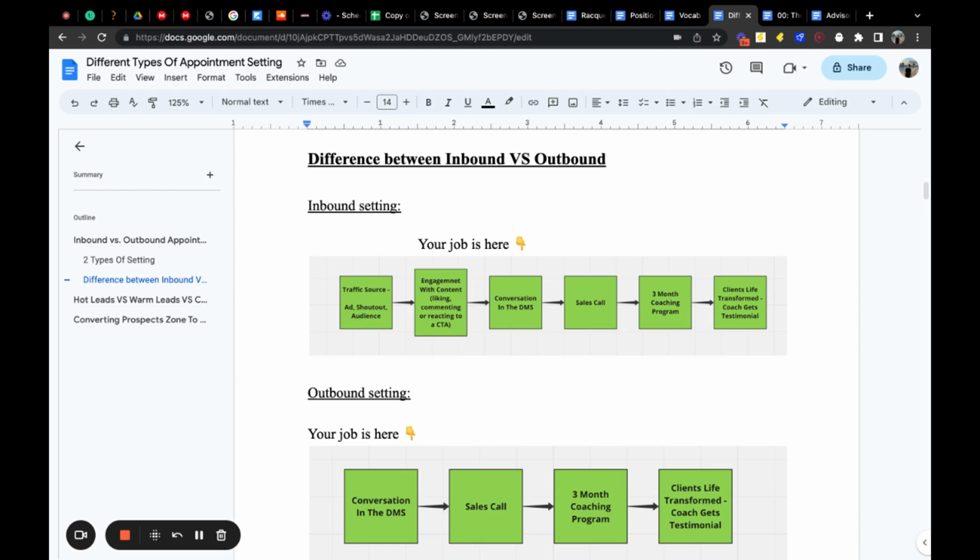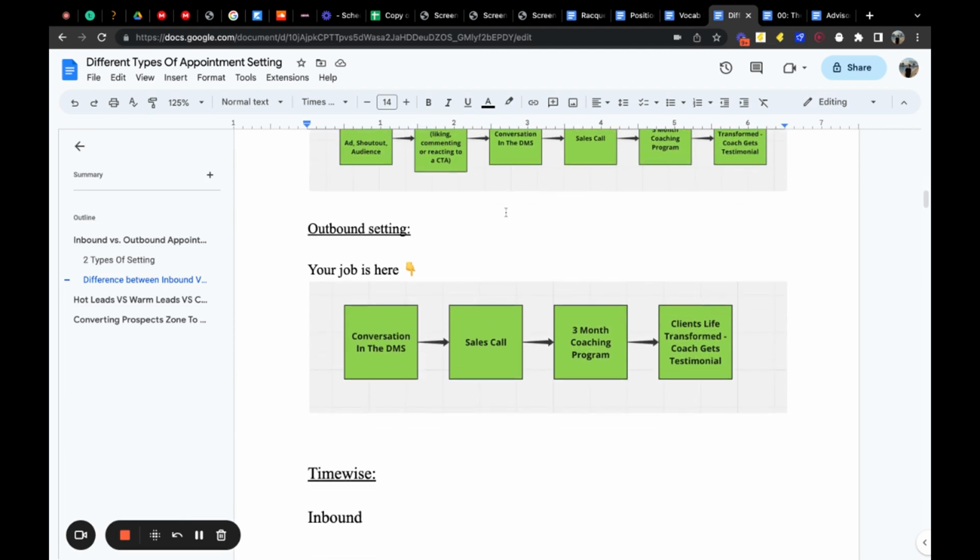All of these are considered inbound leads because they're coming to your business. There could also be people who just DM your business's main account, and that will also lead to one process in the whole sales process, which is the conversation in the DMs, which you are actually responsible for. After the conversation, you issue the CTA, or call to action. The lead books a sales call. The sales call is taken. From there, the lead is put into a 3-month coaching program, and then the client's life is transformed, and the coach gets a testimonial. This is basically how coaching programs work. This is how all coaches function.